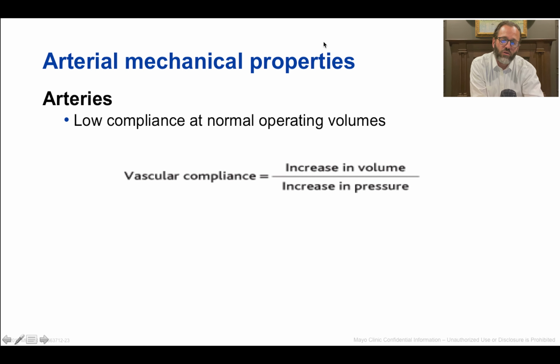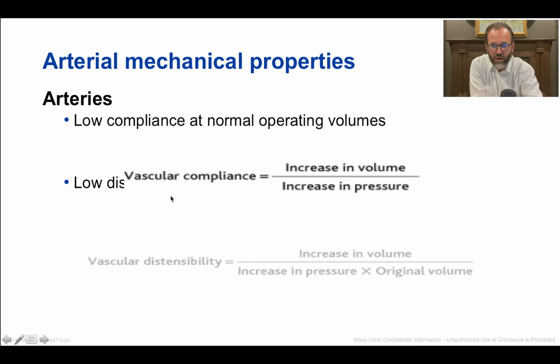So when we start to take some of these mechanical properties and put variables of interest to them, we can see here that arteries have relatively low compliance at normal operating volumes. Certainly that corresponds to a relatively low distensibility. Sorry, it's kind of covered up here.